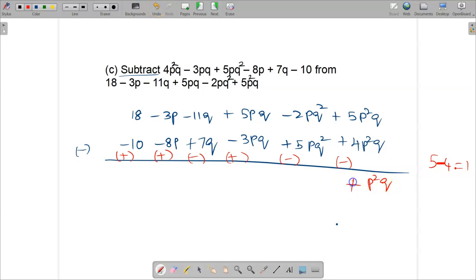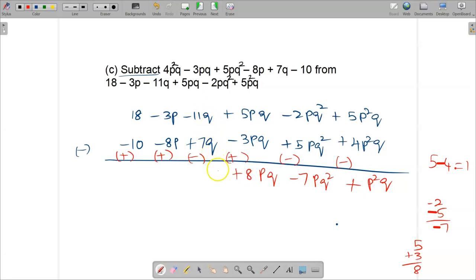Okay, then here the term is pq square. So what are the coefficients we have? Minus 2 minus 5. What is minus 2 minus 5? It is minus 7. So here it is minus 7. Then what about the variable here? It is pq. What are the terms you have? Here it is plus 5, here it is plus 3. So 5 plus 3, it is what? 8. So it is plus 8.